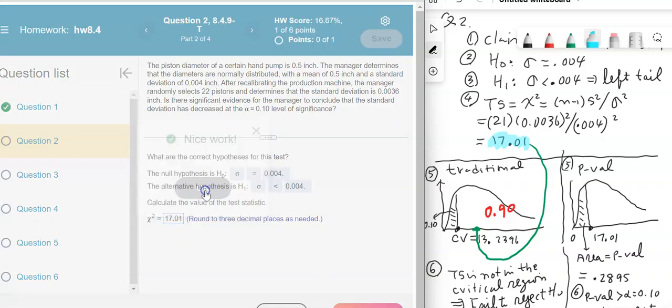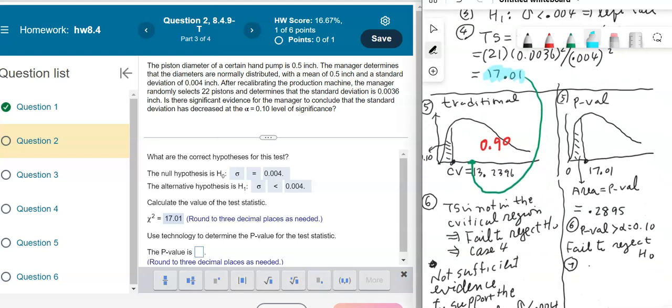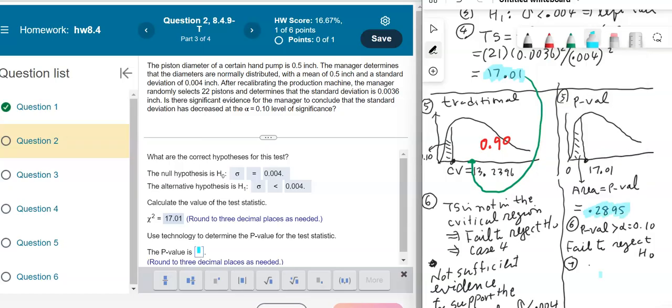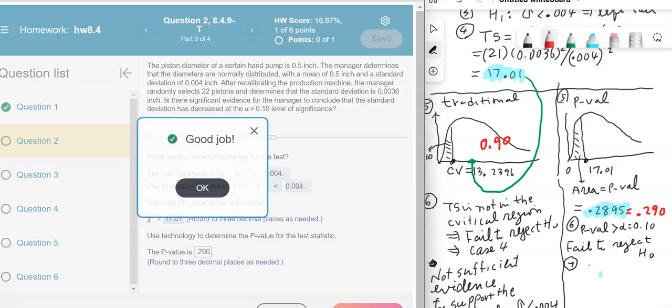Okay, all right. And then the p-value. Now, what was the p-value? I had the p-value right here. So now the p-value, they say 3 decimals. So 0.290, isn't it? Okay, so 0.290, 3 decimals. Okay.